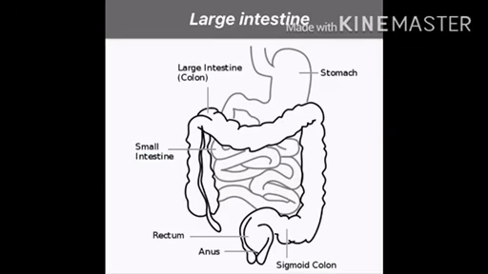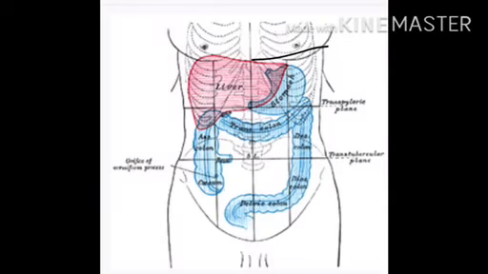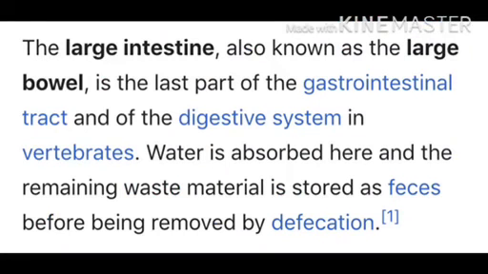Now this is the large intestine, and we know that the large intestine also has a very important function in digestion. The large intestine, also known as the large bowel, is the last part of the gastrointestinal tract and of the digestive system in vertebrates. Human beings are called vertebrates. Water is absorbed here and the remaining waste material is stored as feces before being removed by defecation.